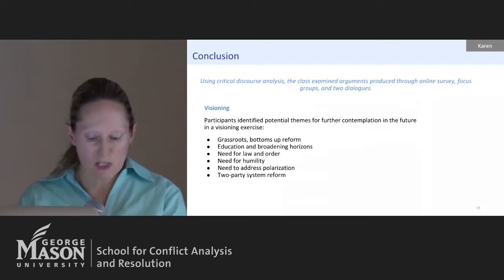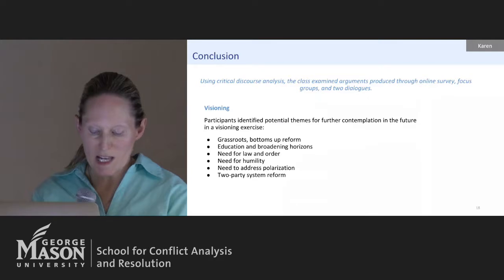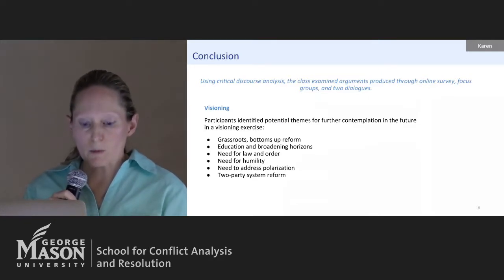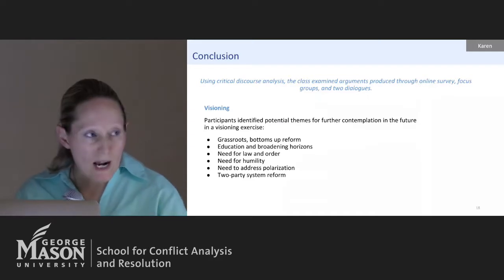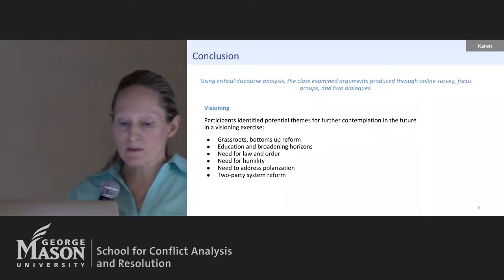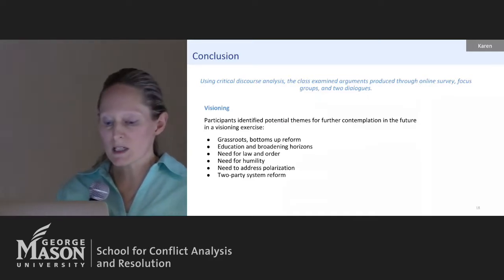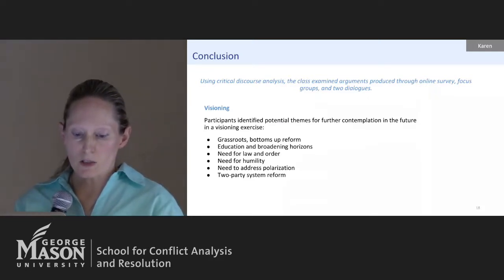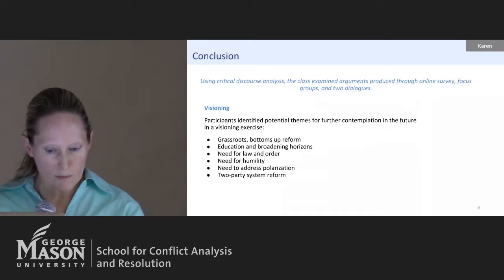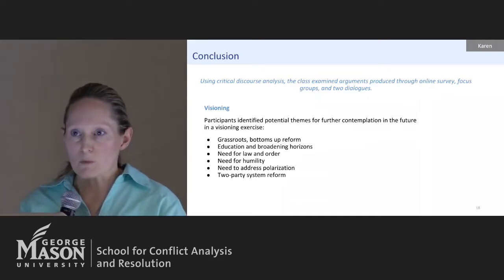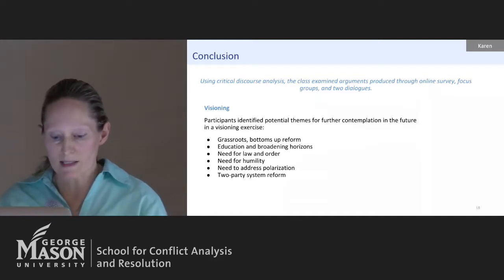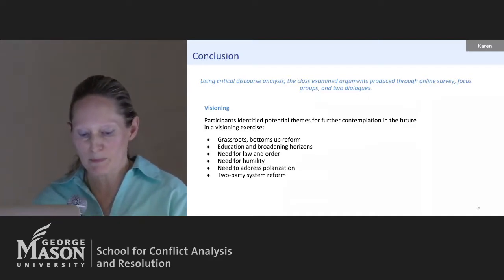Another potential theme in this visioning exercise pertains to education. Specifically, people spoke of a need for broadening horizons, as they think there's too much narrow thinking now in the existing political structure and environment. As stated earlier, another theme, law and order. That whole concept of looking back to the Eisenhower era of discipline.